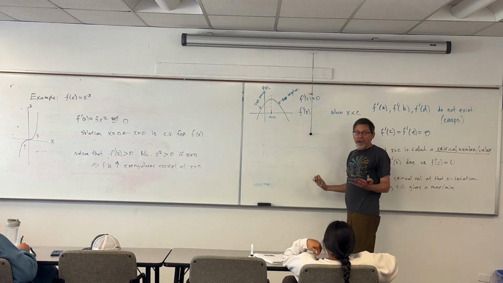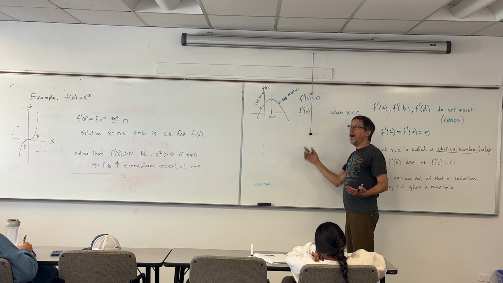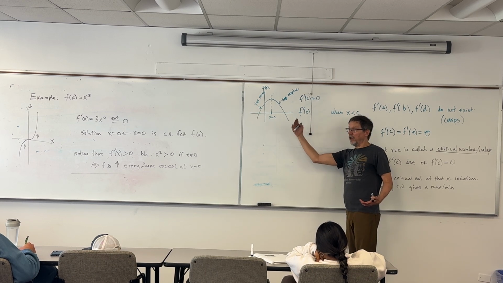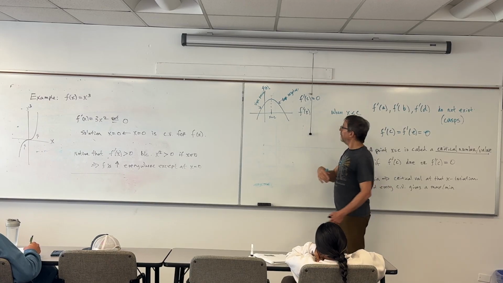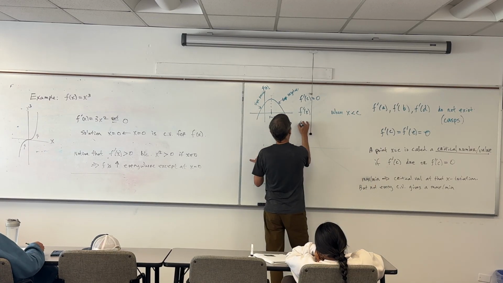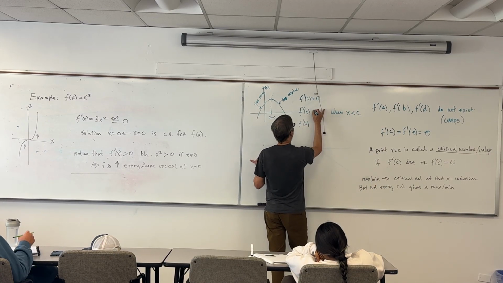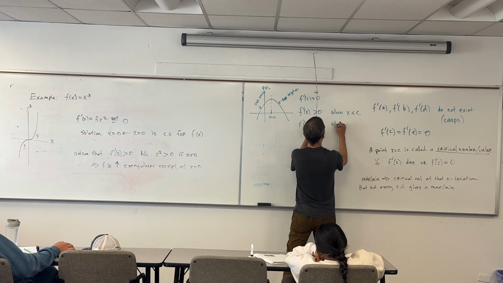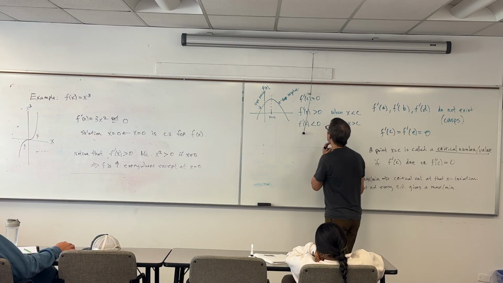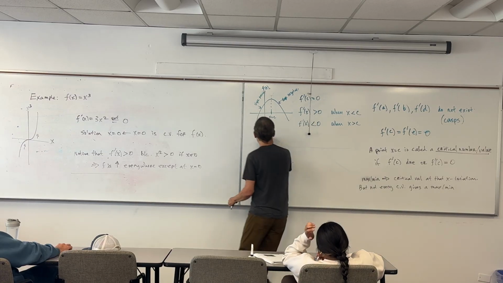And that's always going to happen when we have a maximum. You're going to go up on the left side and down on the right side. And so f prime of x is positive when x is less than c. It's negative when x is greater than c. And we have a maximum there.